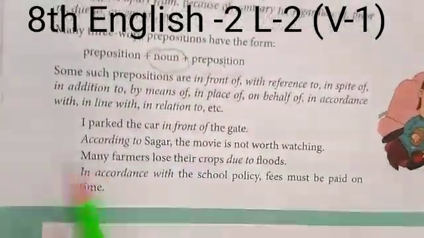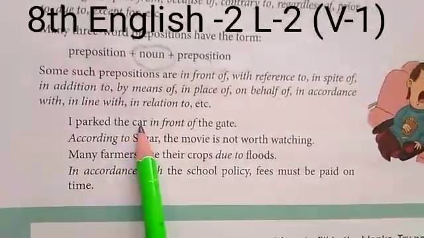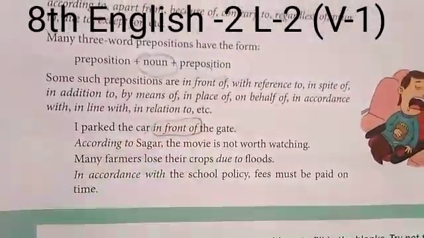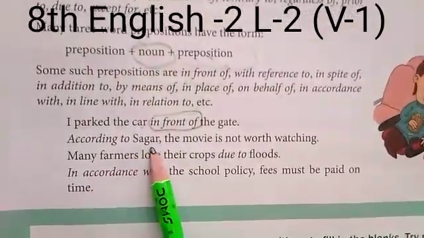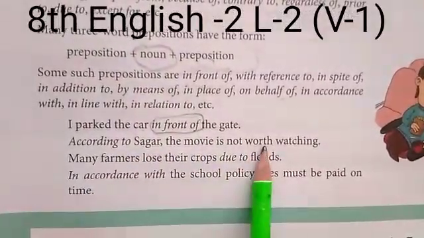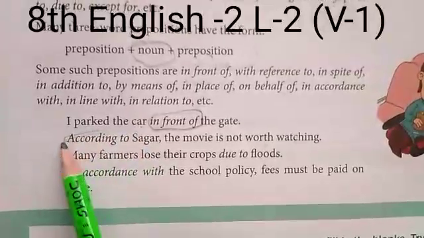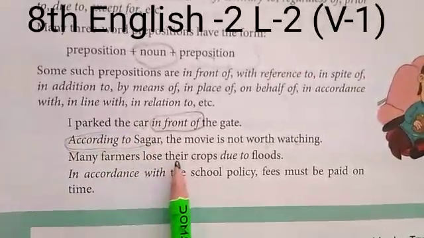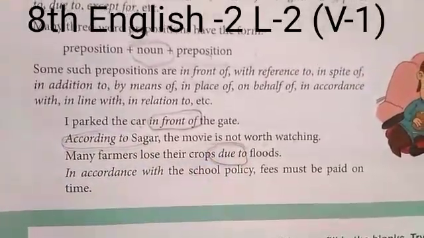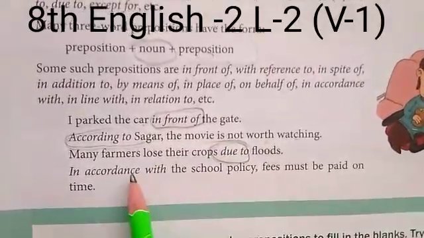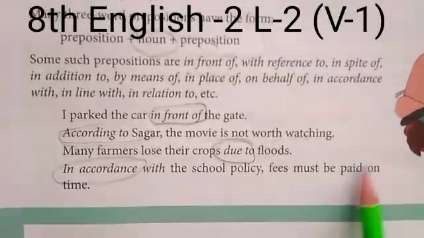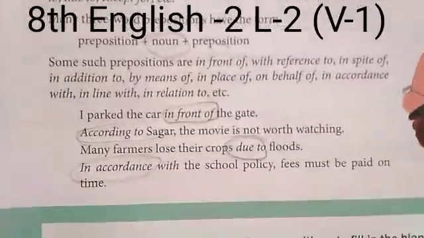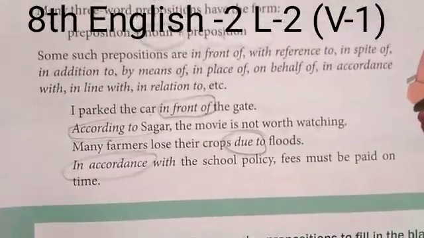Some examples: I parked the car in front of the gate. So in front of is the three-word preposition. According to Sagar, the movie is not worth watching. So according to. Many farmers lose their crop due to, right? In accordance with the school policy, fees must be paid on time. So these are examples of some complex prepositions.